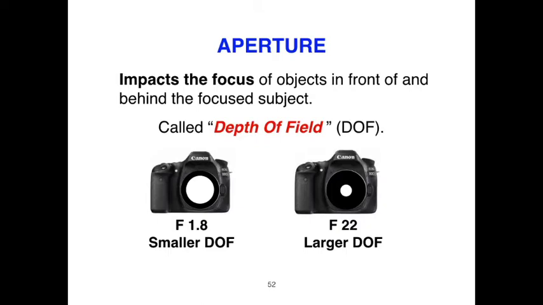The example on the left shows a low f-stop number, or a large opening. The depth of field will be small. The example on the right shows a high f-stop number, or a smaller opening. This will result in a large depth of field.